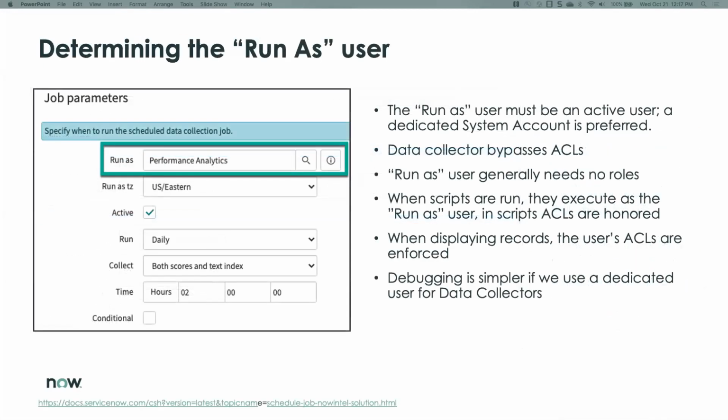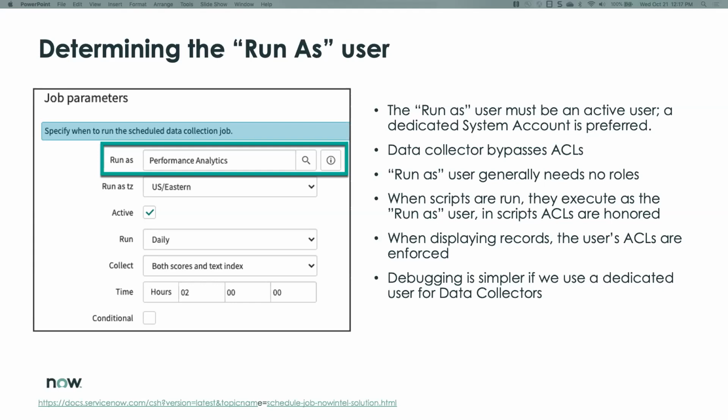So next we'll talk about the run as user. The run as user must be an active account. Honestly, if you can dedicate a system account to it, that's the best option and really what is preferred. The data collector itself bypasses ACLs, so there's nothing to worry about regarding it being able to collect all the data based on table security. It will bypass that and pull all the data in. Whatever run as account you use, it generally doesn't need any roles.